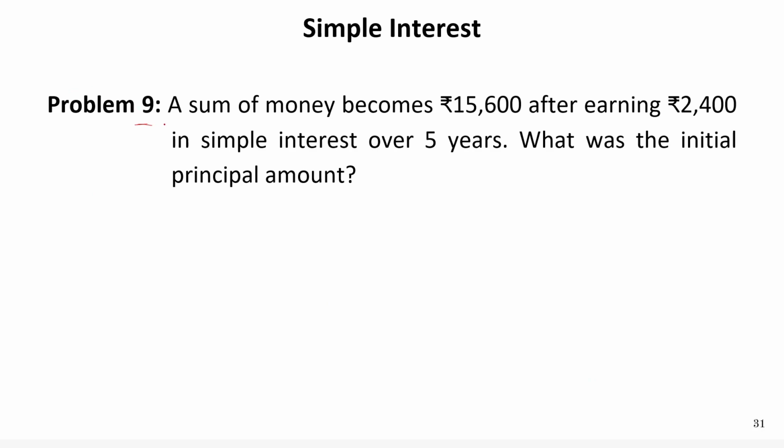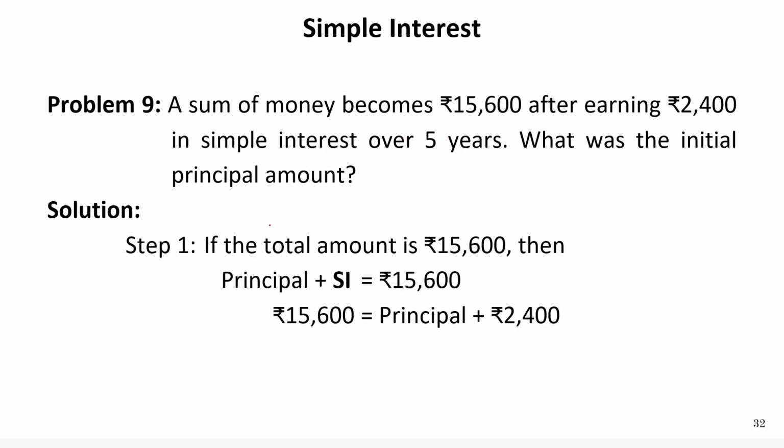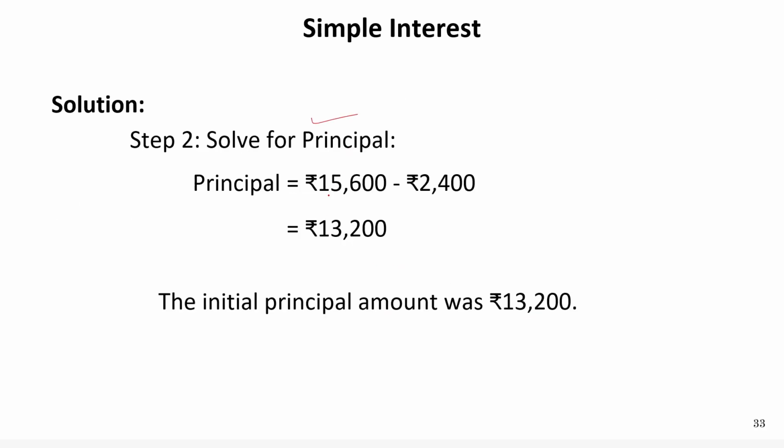So let's see problem number 9. A sum of money becomes 15,600 after earning 2,400 in simple interest over 5 years. Then what was the initial principal amount? If the total amount is 15,600, then the principal plus SI is equal to 15,600. 15,600 is equal to principal plus 2,400. So solving for principal, 15,600 minus 2,400 is equal to what? 13,200, right? So the initial principal amount was this much.